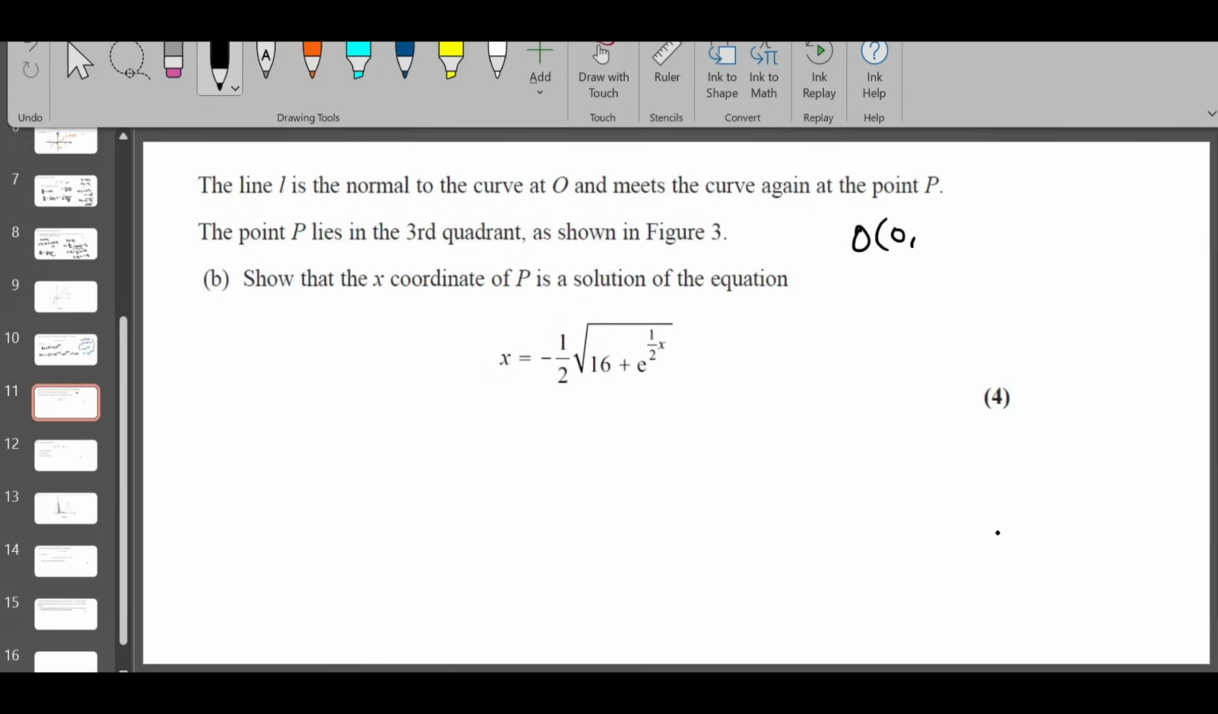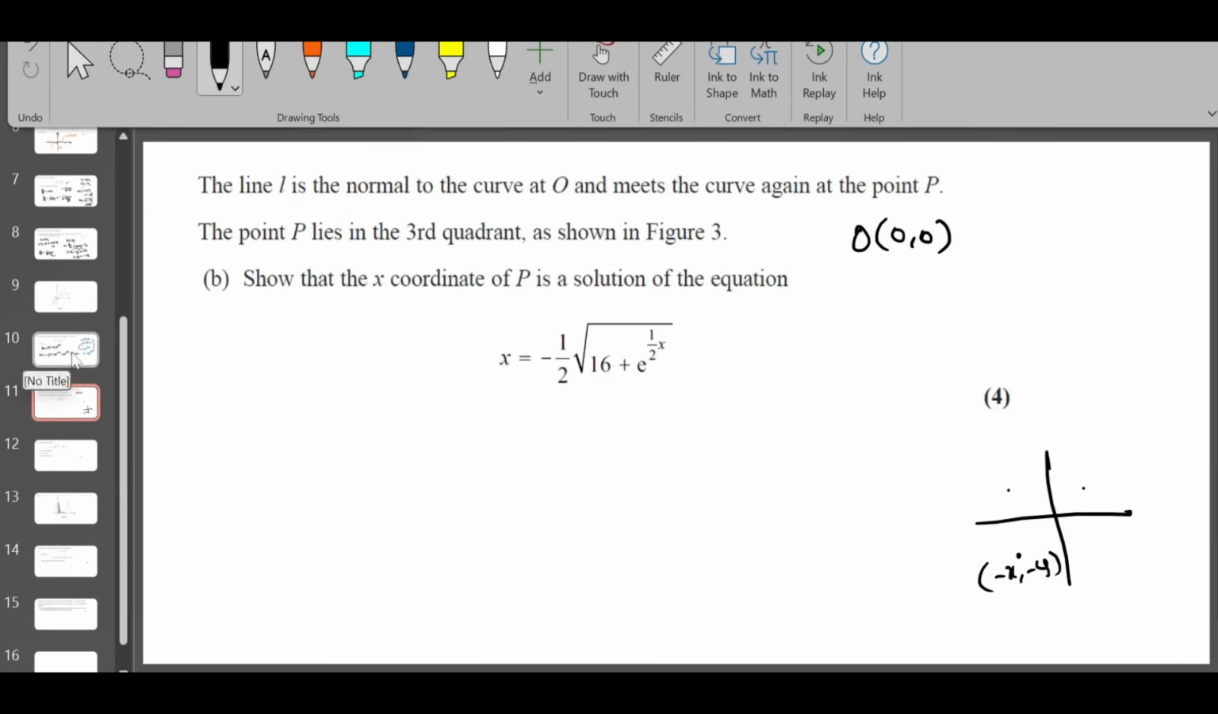Now part B says the line L is the normal to the curve at O. Okay, O is the origin 0, 0. And the normal meets the curve again at point P. The point P lies in the third quadrant. If it lies in the third quadrant, both x and y will be negative. Show that the x coordinate is a solution to this equation.